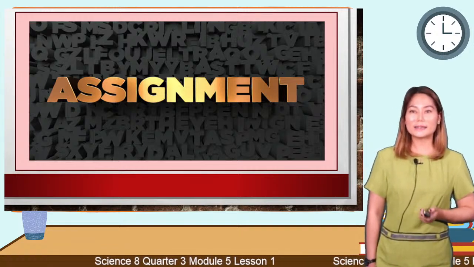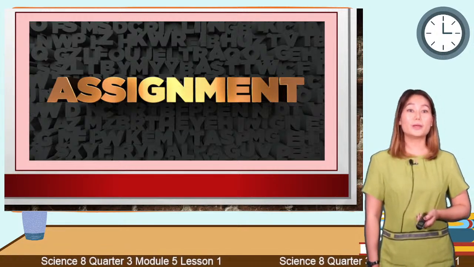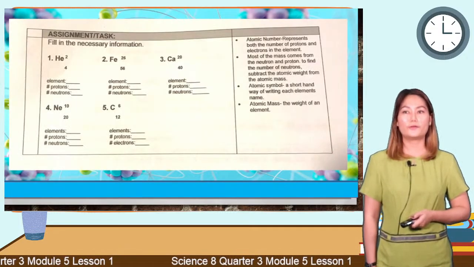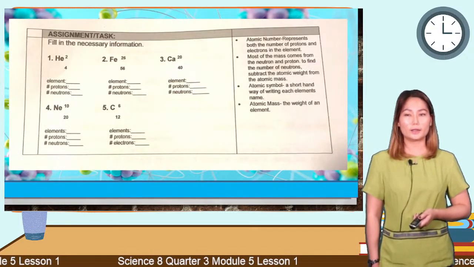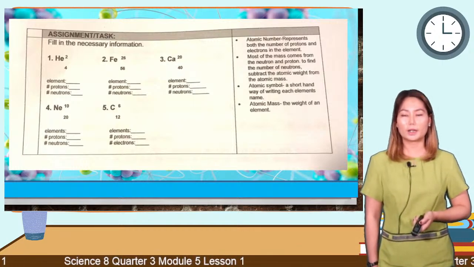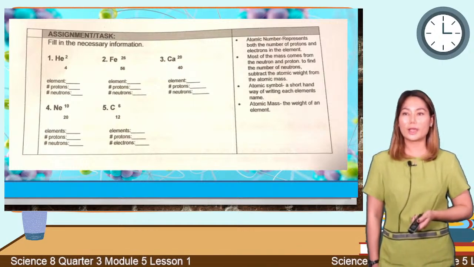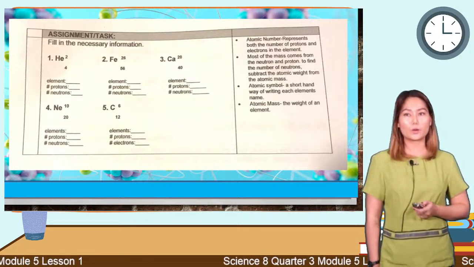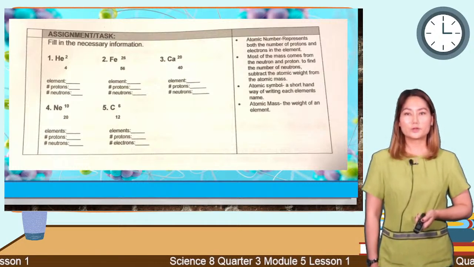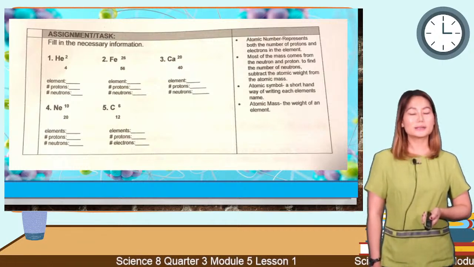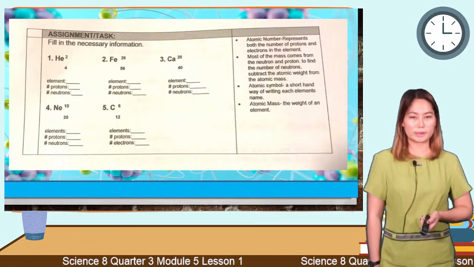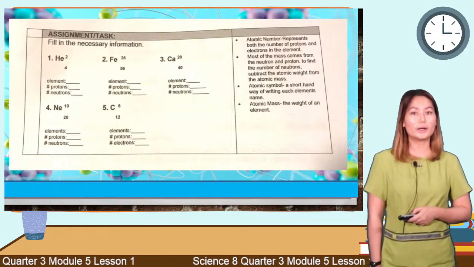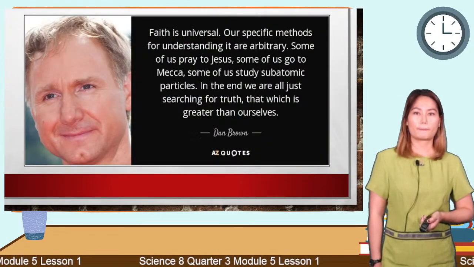Alright, for your assessment or assignment, I should say, your home task, all you have to do is to fill in the necessary information. So we have here the 5 elements. All you have to do is to identify what kind of element those are. And you have to identify the number of protons and the number of neutrons. And you will submit your output next session or next meeting.